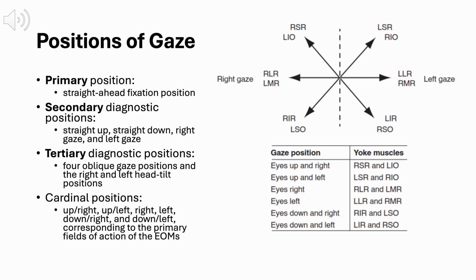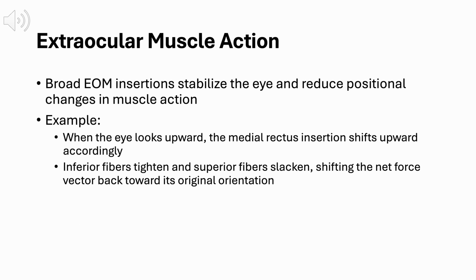The 6 cardinal positions of gaze are upright, up left, down right, and down left. Each of these positions corresponds to the primary fields of action of specific extraocular muscles. By testing these positions systematically, we can determine which muscles are functioning normally and which may be weak or restricted. This structured approach is what allows gaze testing to move from simple observation to precise muscle localization.